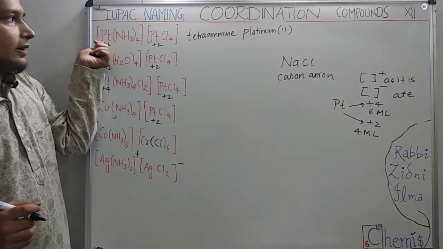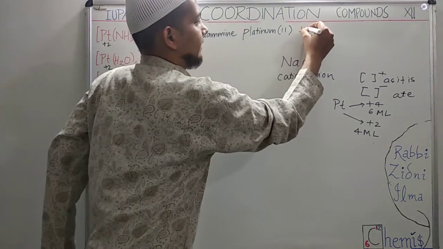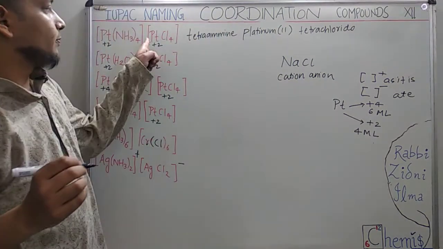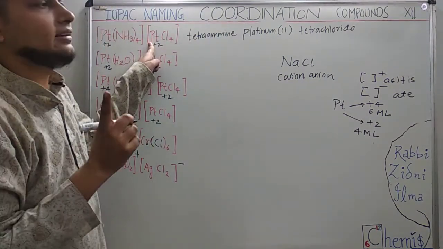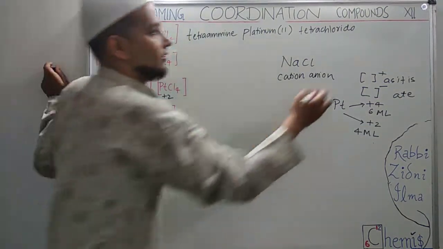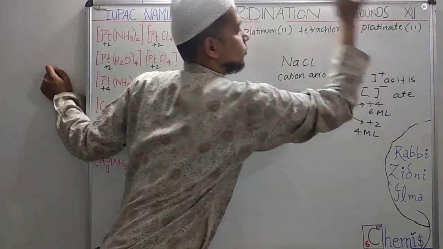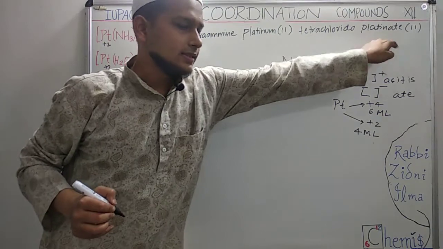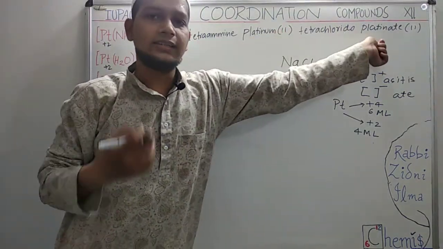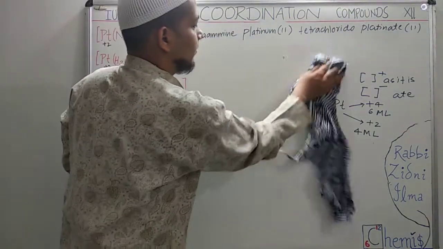So 2. Next is this PtCl4. We have 4 chlorido. We will write down tetrachlorido. Okay, the next is platinum, but not platinum. We will write that as platinate because the second coordination pair is negatively charged. So the name comes platinate 2, like the previous one in Roman numerals. End of discussion. Easy peasy. Tetraamine platinum 2, tetrachlorido platinate 2. Very simple. Let me just clean this a bit so that we can name all of these.